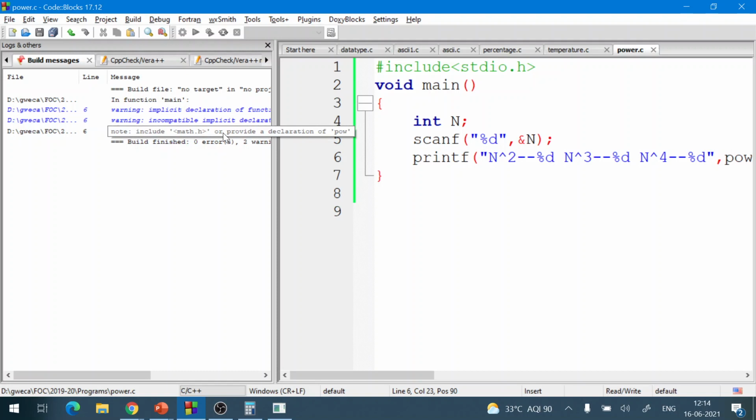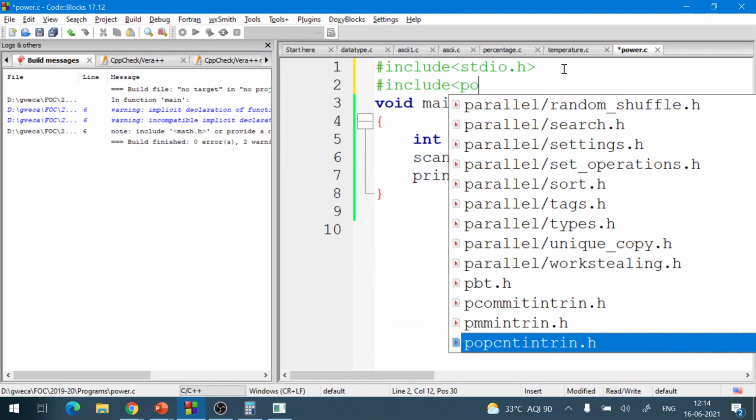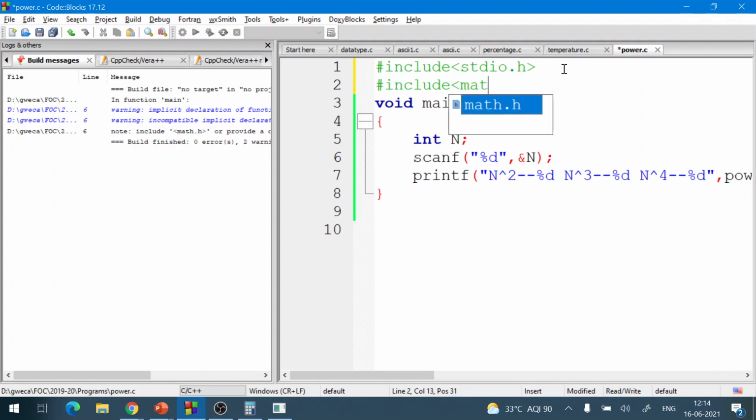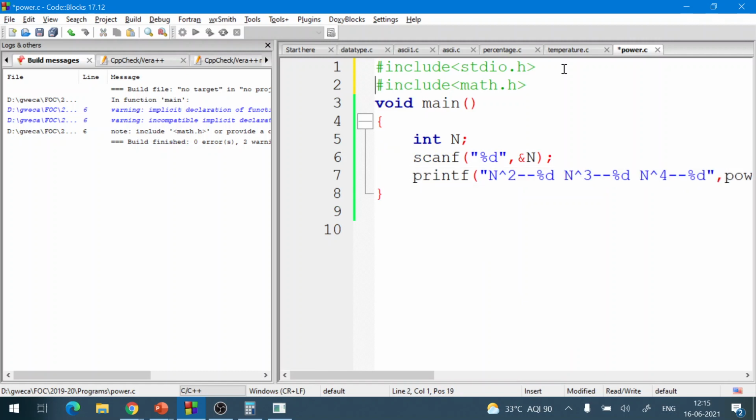Include math.h or provide a declaration of POW. So what happened is that POW is in a library called math.h. It has all the mathematical functions implemented. We have used a mathematical function which is used for calculating the power, and similarly cosine, sine, tangent, all those functions are available. Trigonometry functions, everything is available in math.h.